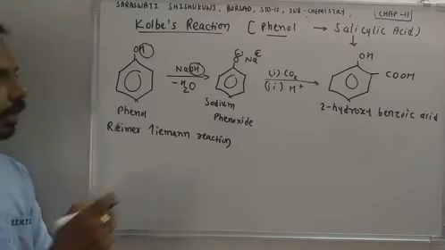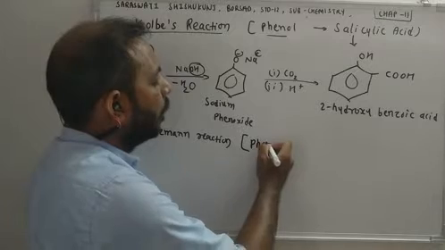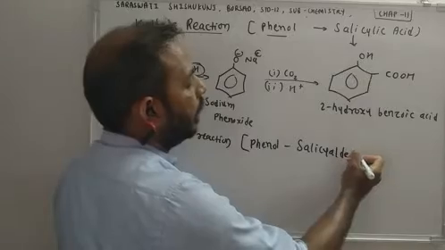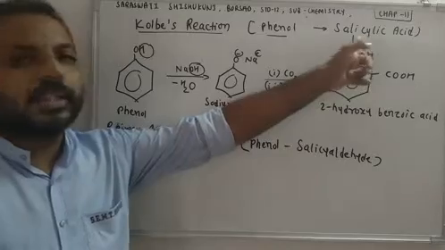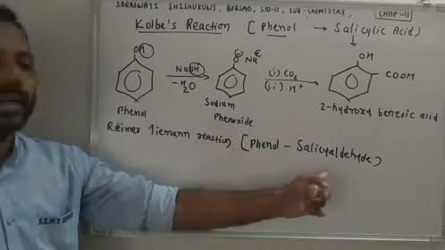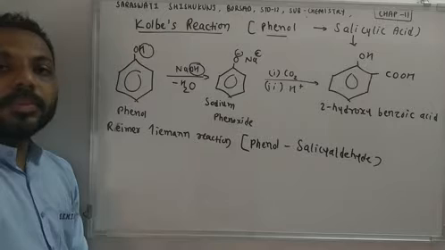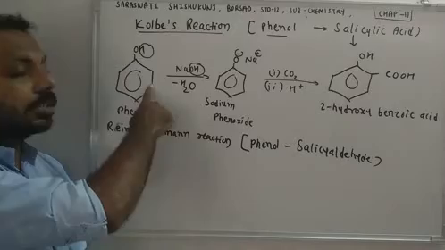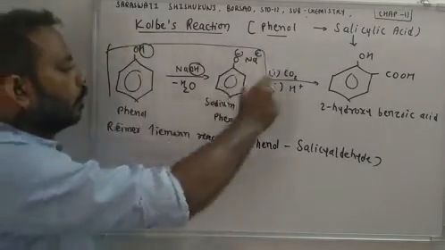Now, the Reimer-Tiemann reaction can also be asked in the form of a conversion. They can ask to convert phenol to salicylaldehyde. So if the conversion is phenol to salicylic acid, that is Kolbe's reaction. If the conversion is phenol to salicylaldehyde, that is the Reimer-Tiemann reaction. The initial step is common for both reactions: phenol reacts with NaOH and forms sodium phenoxide.